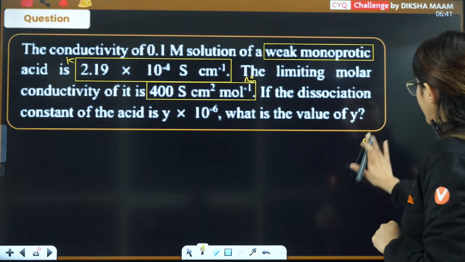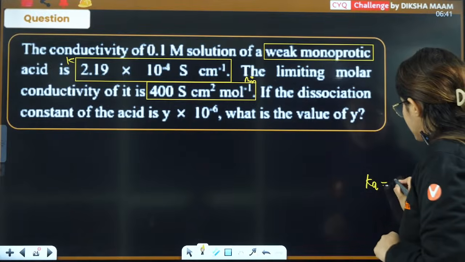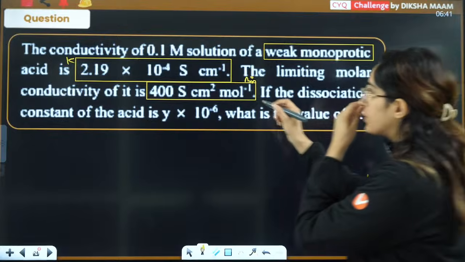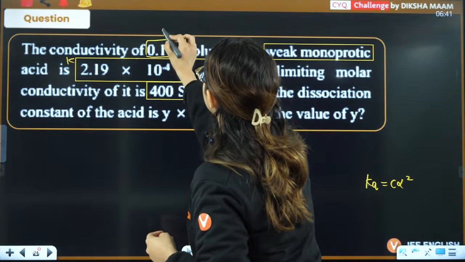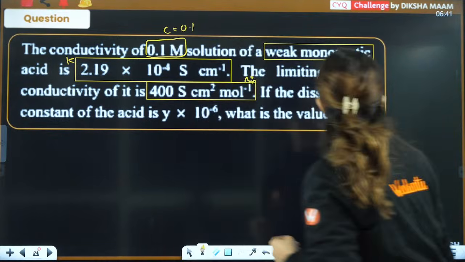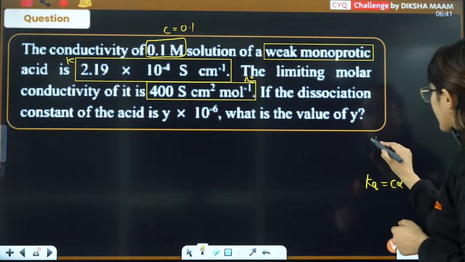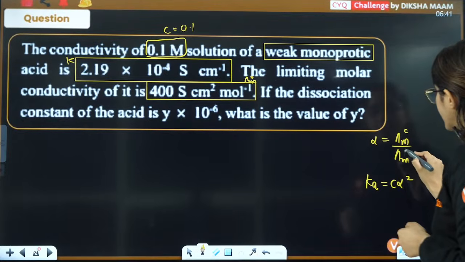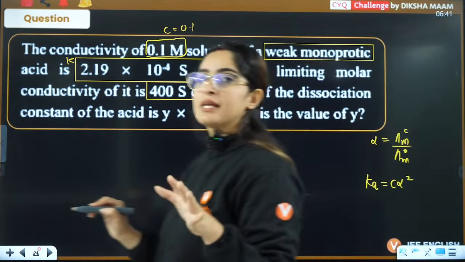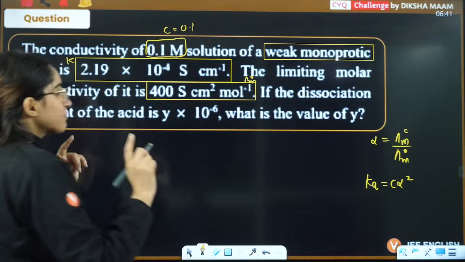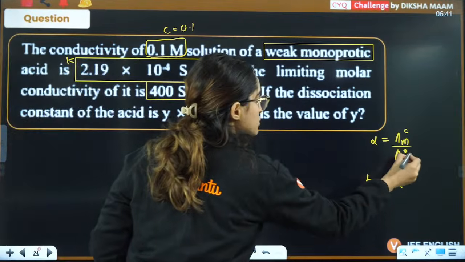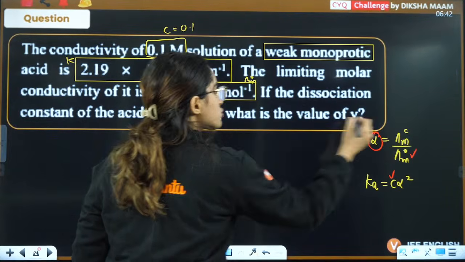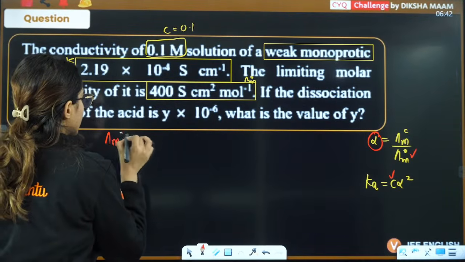What is the value of Ka? Ka is equal to C alpha square, right? Concentration is given to you, concentration is given to be 0.1, right? Alpha value you will calculate by molar conductivity at concentration C divided by infinite dilution. That means infinite dilution, this is also given. So to calculate alpha, you have to solve the value of this thing, right?